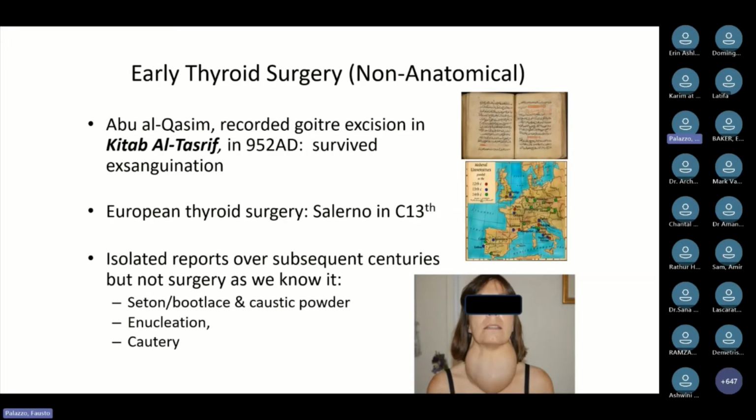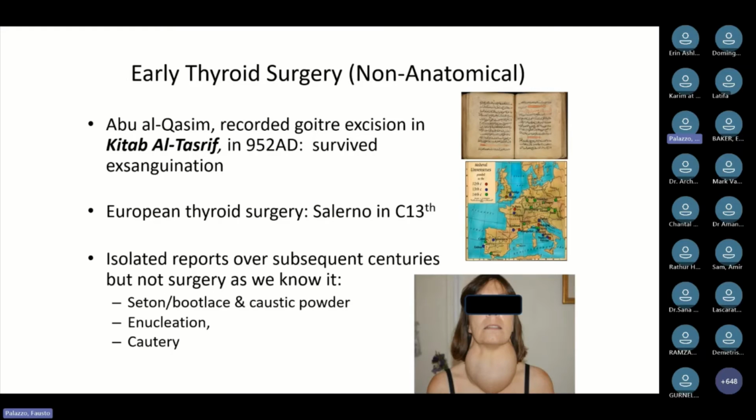So early thyroid surgery was non-anatomical, and its origins lie with the writings of Abu al-Qasim, who wrote an authoritative Arabic medical tome called Kitab al-Tasrif. Now, he published at the end of the first millennium a case of somebody who had a part of the thyroid gland removed and they survived. So you could see even 1,000 years ago there was publication bias.